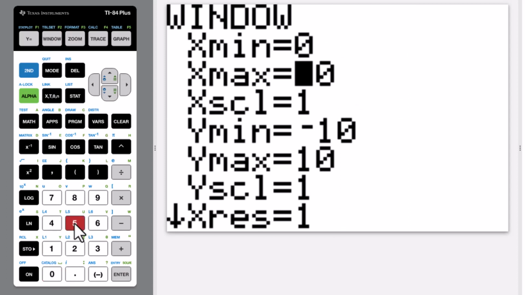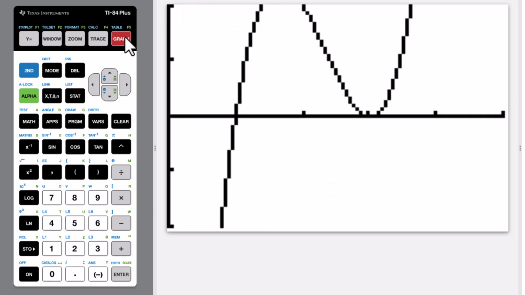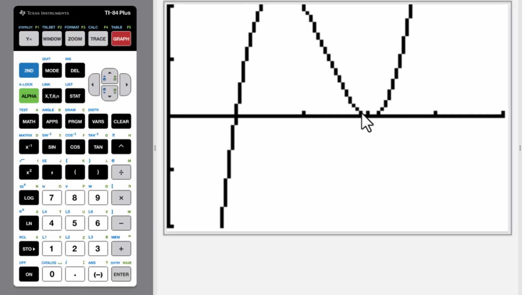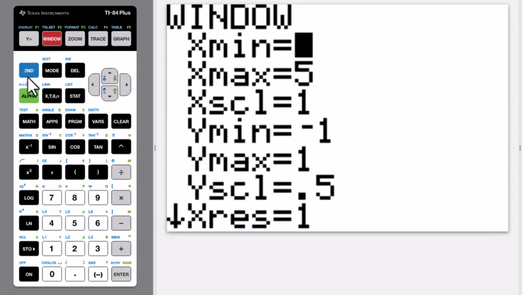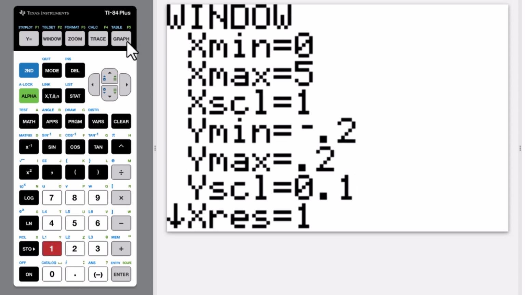0, 5, -1, 1, 0.5. Then you graph. If you want to make this clearer, you can change the window for y. Let's do -0.2, positive 0.2. Scale will be 0.1. Graph again.